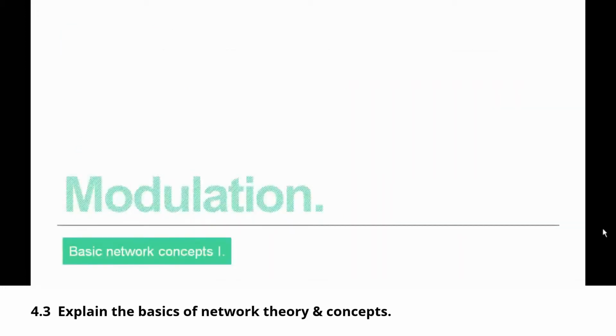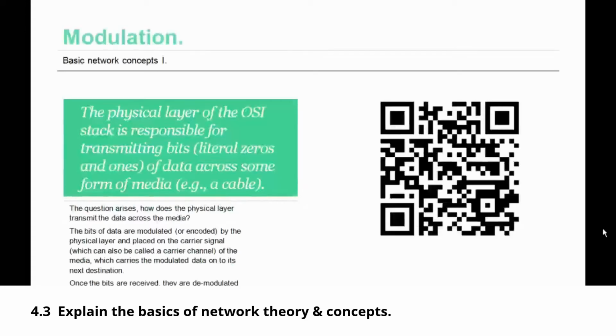With that covered, let's move on to modulation. The physical layer of the OSI stack is responsible for transmitting bits of data across some form of media, so it literally is responsible for transmitting zeros and ones across the media like a cable. The question arises, how does the physical layer transmit the data across the media?